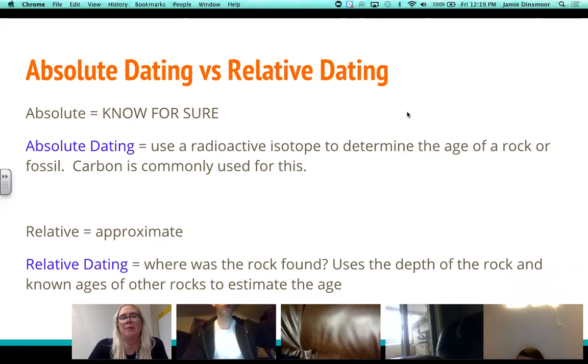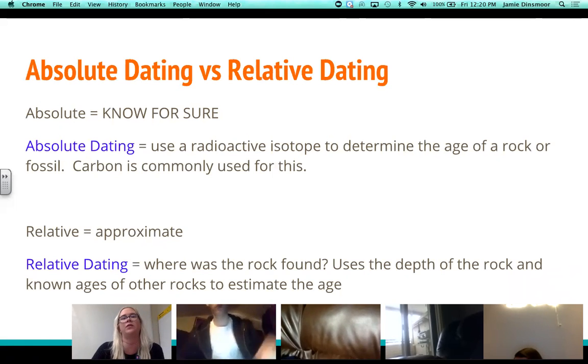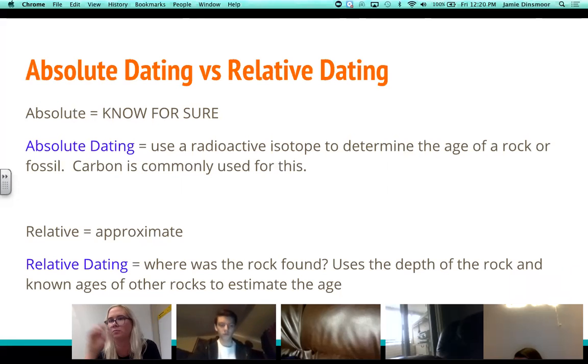Absolute. Think about what the word absolute means. I'm absolutely sure how old the rock is, right? You can assign, I mean, not with 100% certainty that it's 1 year and 2 days and 4 seconds old. Okay, we're not getting that specific, but we could say it's 200 million years old, right? 250 million years old, whatever.